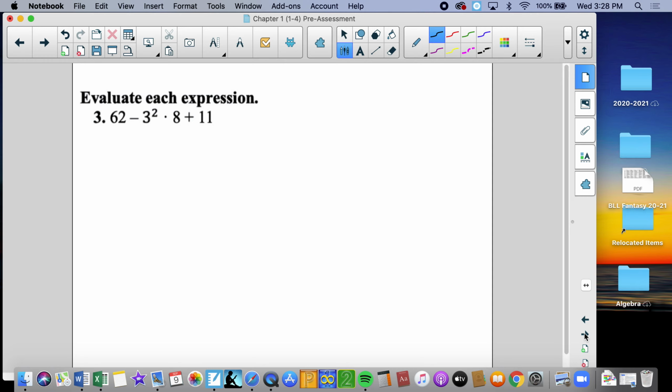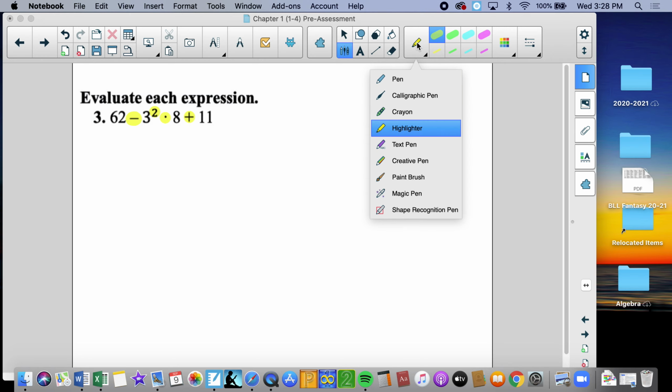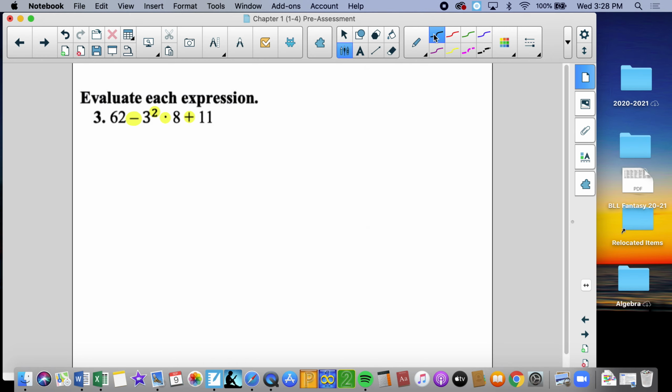Evaluate each expression. So we're going to look here and we're going to do orders of operations. Let's take a look at the operations. We have subtraction, we have exponents, multiplication, and addition. So which one do we do first? Well, orders of operations says grouping symbols, exponents, multiplication, division, addition, subtraction. There are no grouping symbols, so we will do exponents first.